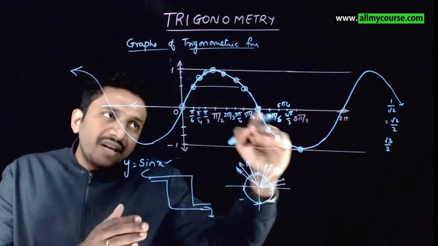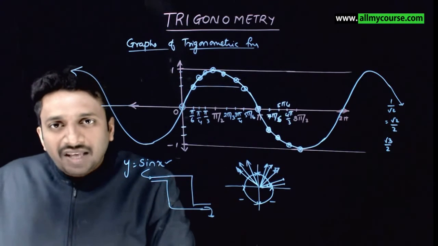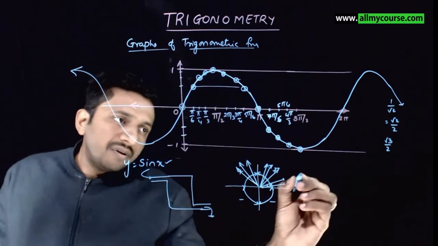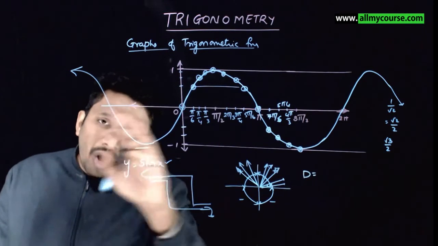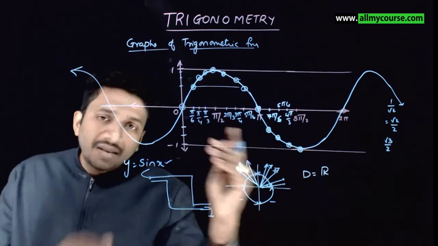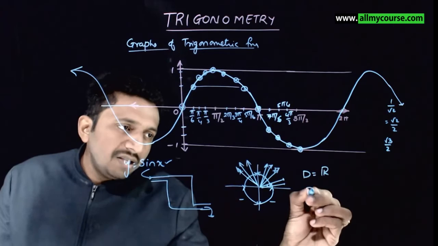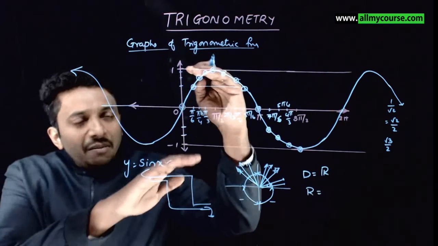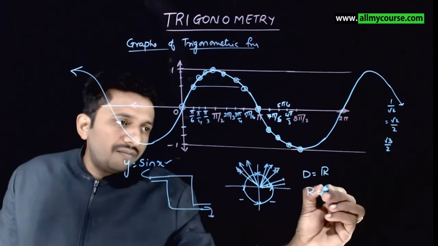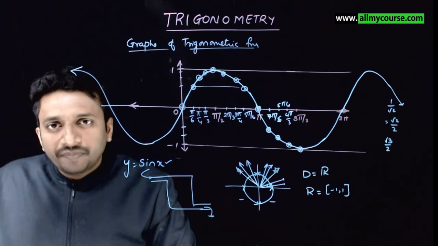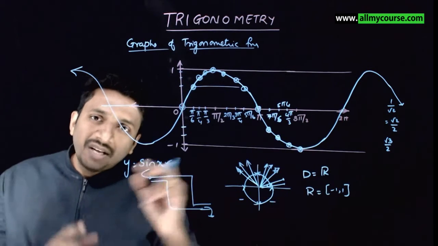So you have a wavy curve for y is equal to sine x, and the domain of sine x is all real numbers. So sine x can be defined for all real numbers, there is no problem. And the range of sine x is nothing but -1 to 1. The values of sine x always lie between -1 and 1. This can also be observed from the definition of sine.